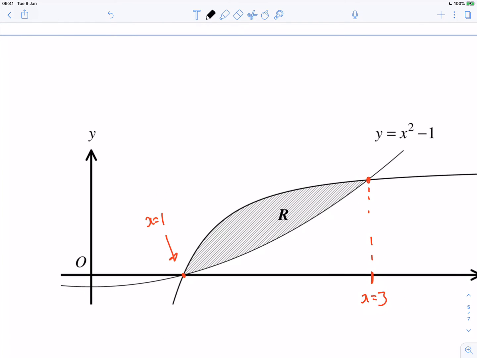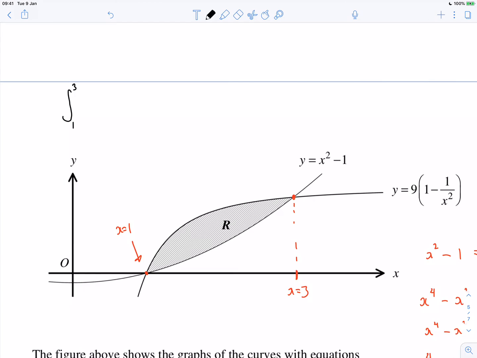To find the area of this curve, we will integrate between the top limit, which is 3, and the bottom limit, which is 1. That's the whole point of doing it by simultaneous equations. And then it will be the top function in this interval, which was the 9 lots of 1 minus 1 over x squared. Well, let's just leave it as that. That's 9 lots of 1 minus 1 over x squared. And then minus the bottom function, which is x squared minus 1, dx.